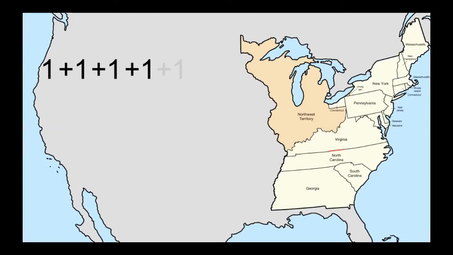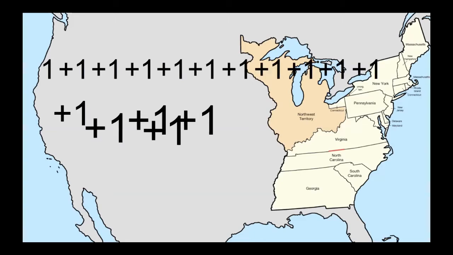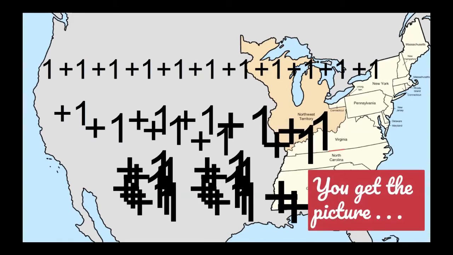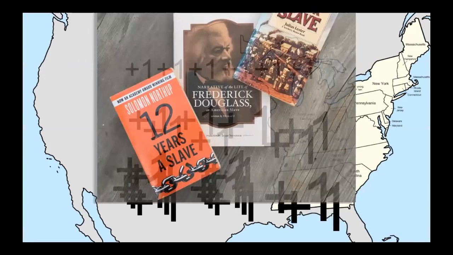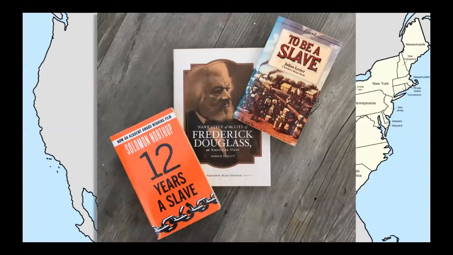The census seems pretty straightforward. It's just a matter of simple addition to get a total number of people in the country. But there was a major complication. As we know, not every person living in the United States in 1787 was free. How would the number of enslaved persons be counted?